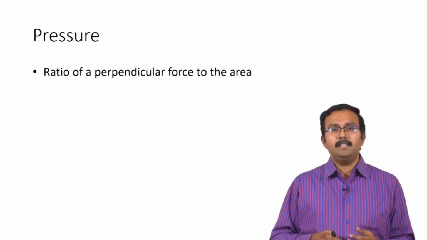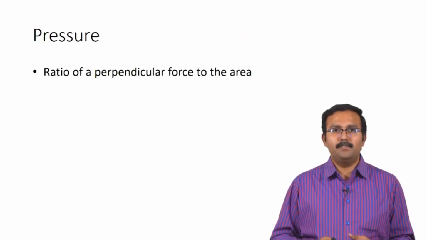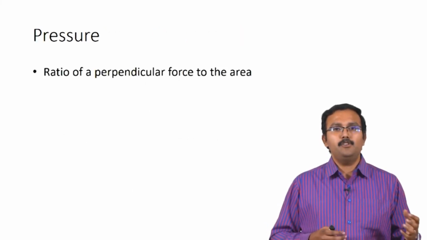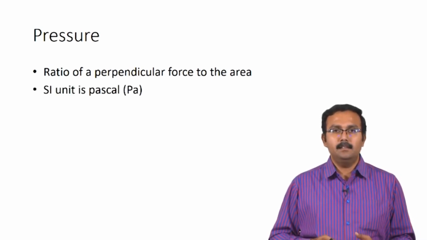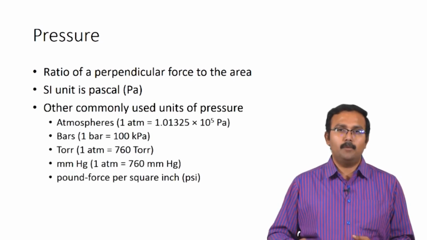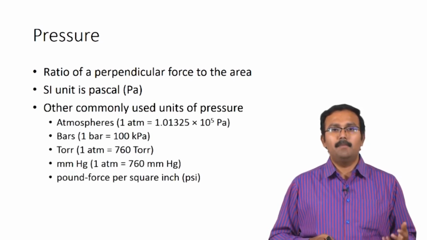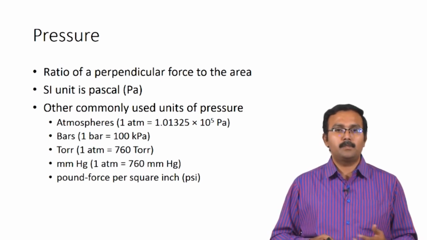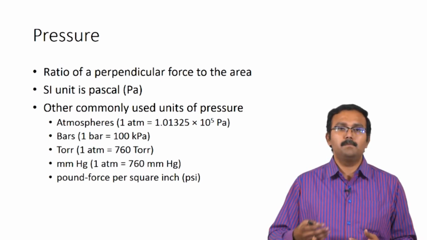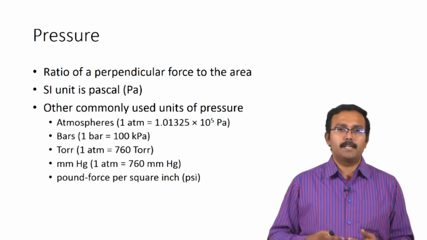Pressure, which is the other parameter which can be defined for a system, is the ratio of perpendicular force to the area. SI unit for pressure is Pascal. There are many other units which are commonly used: atmospheres, bars, torr, mmHg and pound force per square inch are all common terms for common units for pressure.